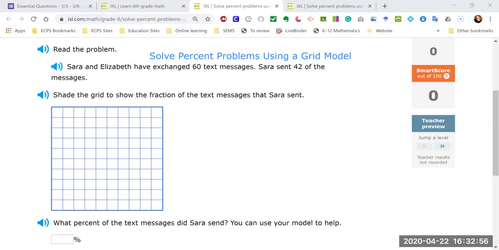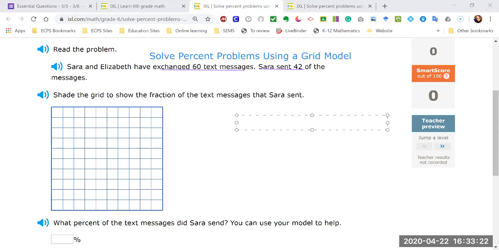So it tells us that they exchanged 60 text messages. That would mean all together. And that Sarah, she sent 42 of them. So what we can do is we can set it up and use proportional reasoning.